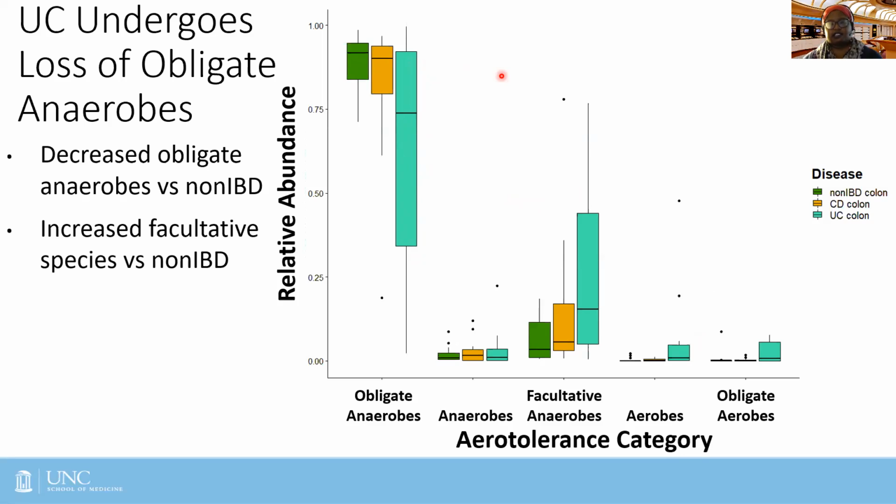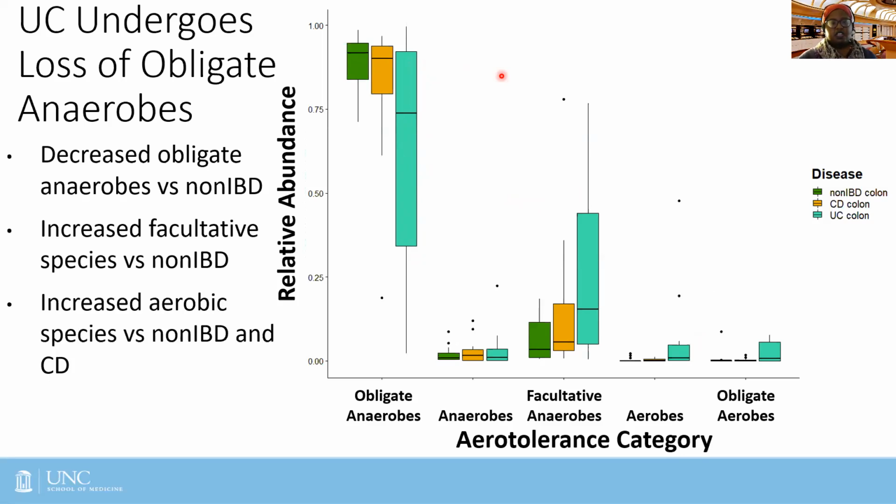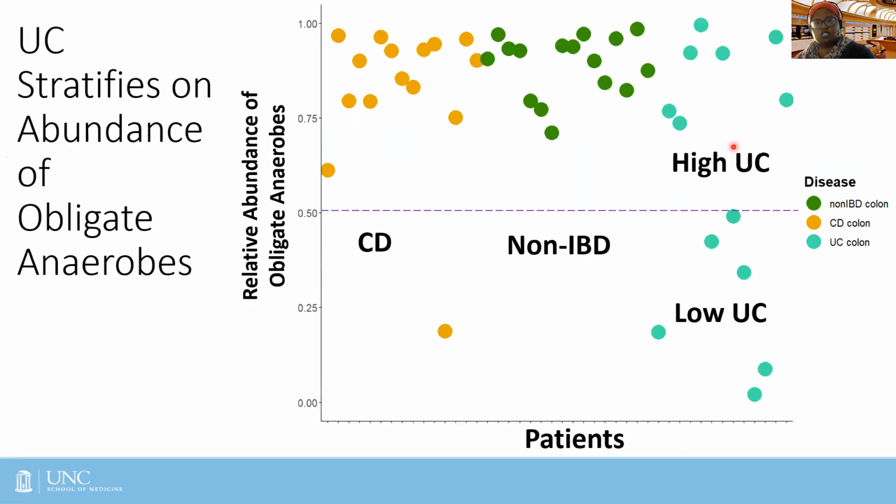We also saw an increase in facultative species compared to non-IBD, as well as an increase in aerobic species compared to both non-IBD and Crohn's disease. But we found this high variability a bit odd, especially when looking at Crohn's disease, where there was not as much variability. So we decided to put this on a scatter plot.